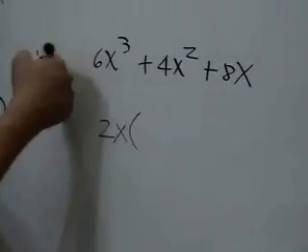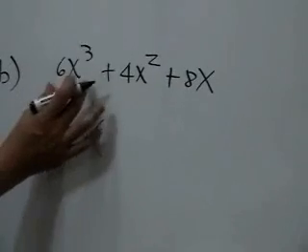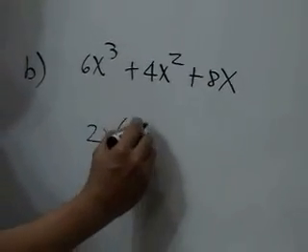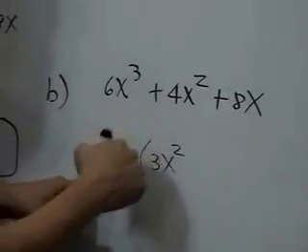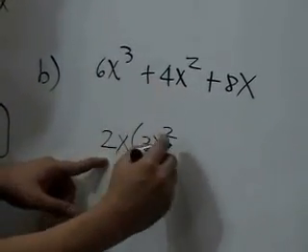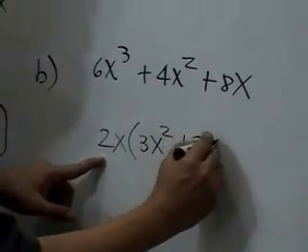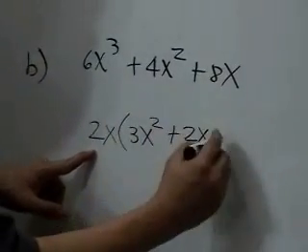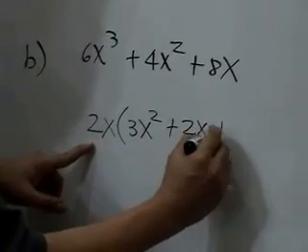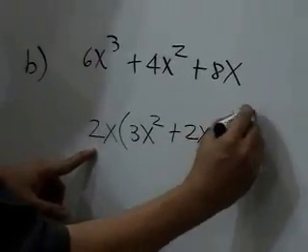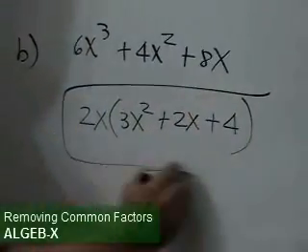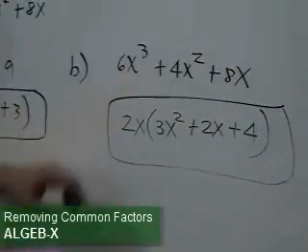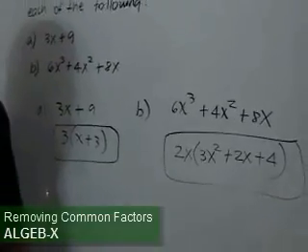So if we remove the common factor 2x from the first term, we'll be left with 3x squared. From the second, if you factor out 2x, you'll be left with 2x. And then from the third, if 2x is factored, you'll be left with positive 4. So this is the result when you factor out the common factor 2x from 6x cubed plus 4x squared plus 8x.